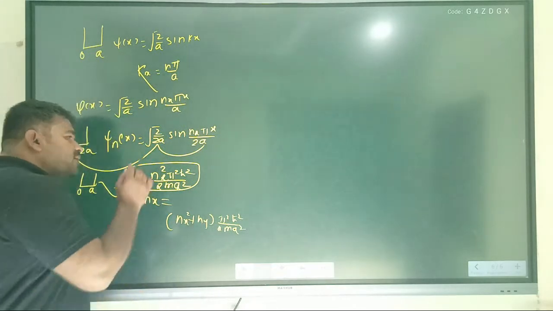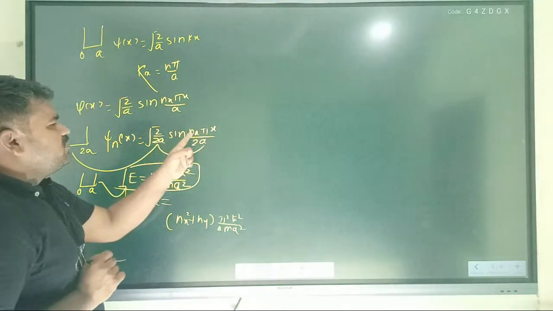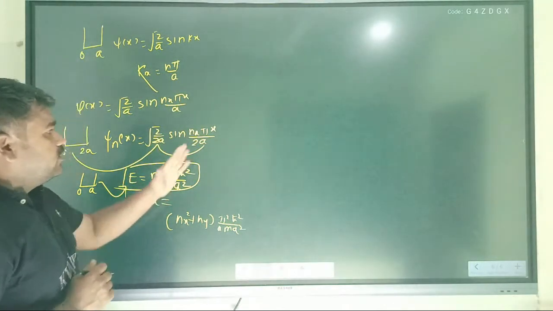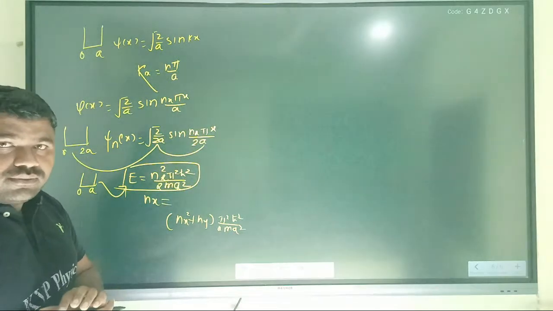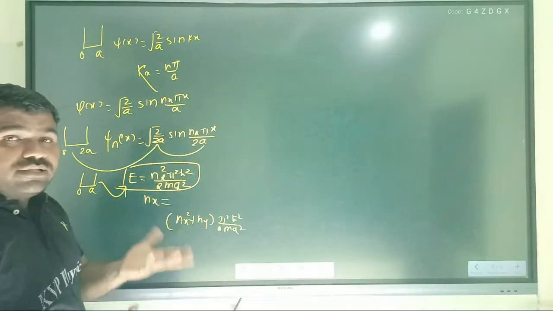Simple. तो आप function पे focus करेंगे. We can substitute nx is equal to 0. What happens? Then the whole theta becomes 0. Whole theta becomes 0. Then we know that sin 0 is equal to how much?